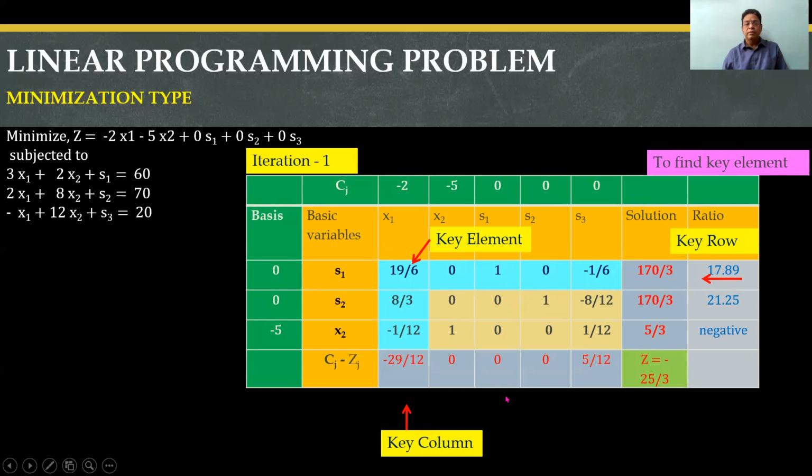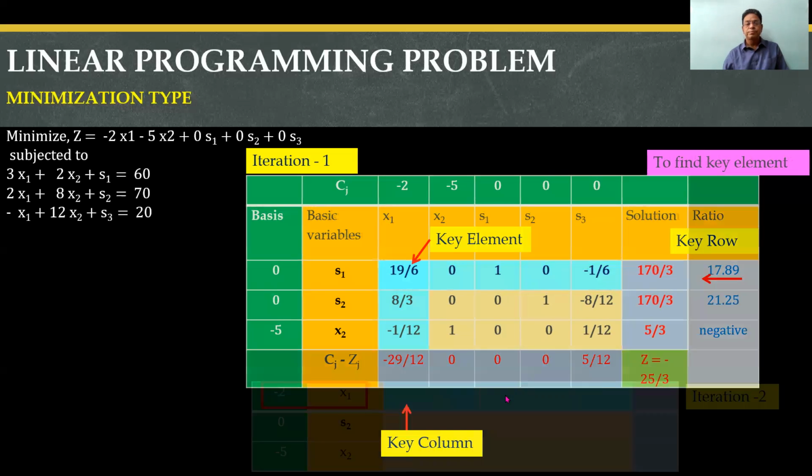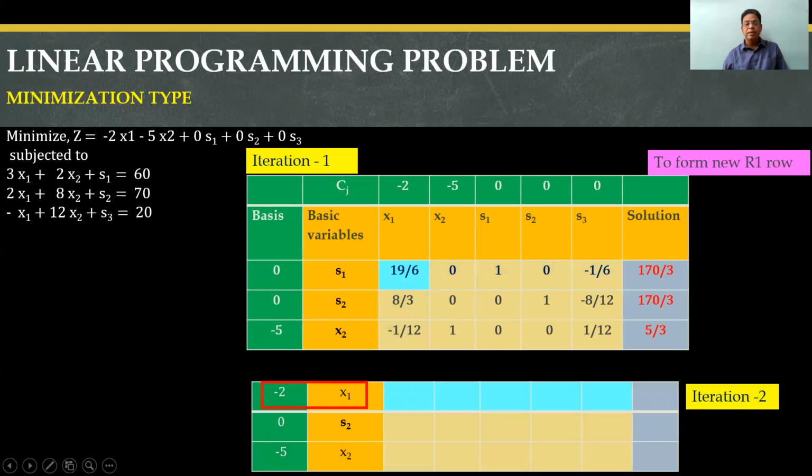Okay. So the next step is now to make another table. This is called the new table. This is the old table. And in the new table, S1 will be replaced by X1. And what is the coefficient of X1 in the objective function? -2. So here we'll have -2. And what are the steps to be followed? The steps to be followed are: the key element should be made 1 and the other elements in the key column should be made 0.